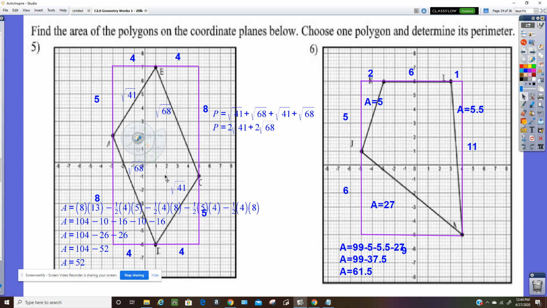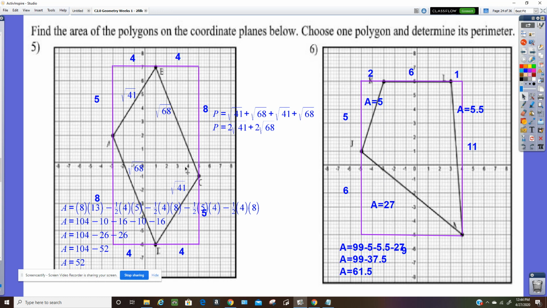So both of these are square root of 41. Both these sides are square root of 41. These two sides are square root of 68. Add them together. The perimeter is 2 square root of 41 plus 2 square root of 68. And then the area, this whole side is 8, and this whole side is 13. So 8 times 13 is 104.